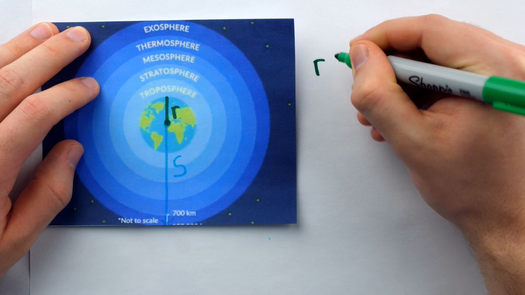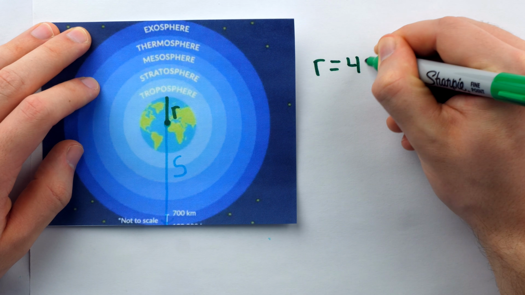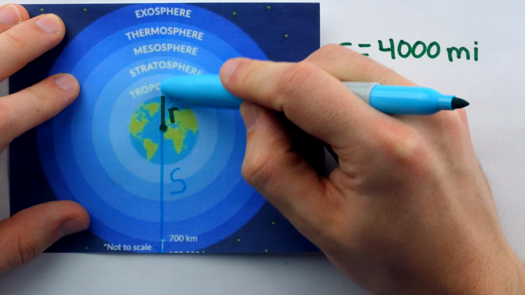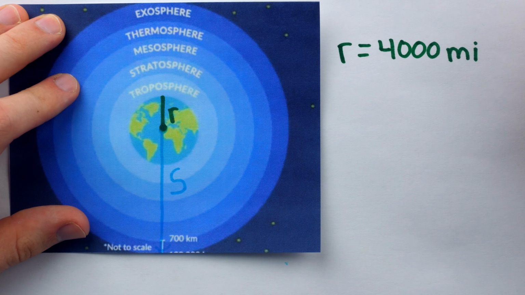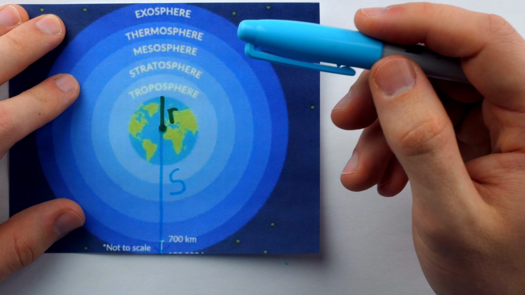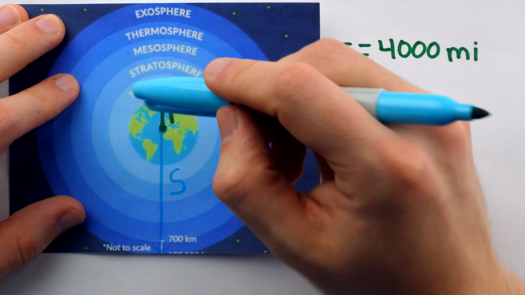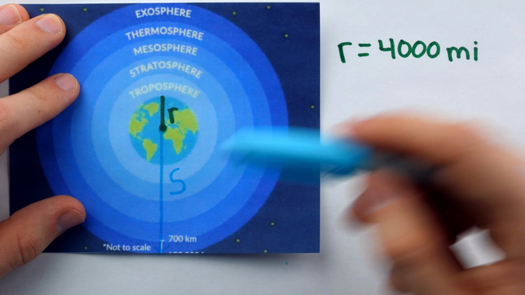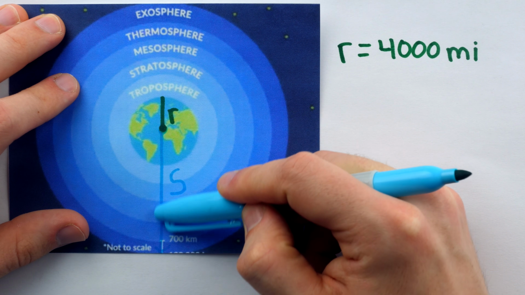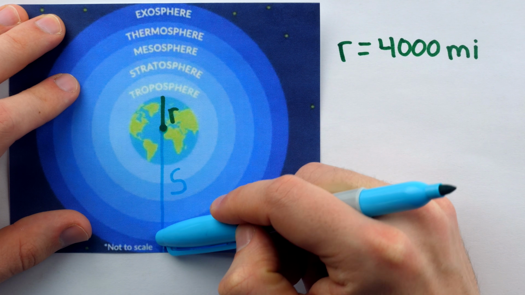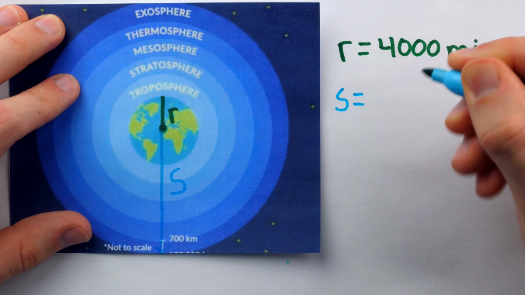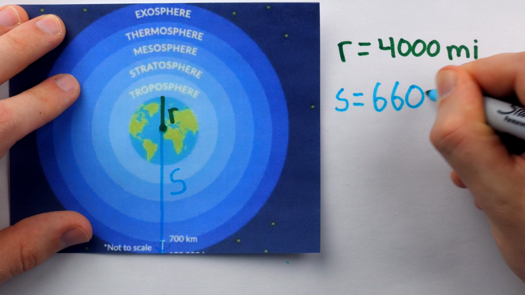The radius of the Earth is about 4,000 miles. There are various estimates for how far away from the Earth the edge of the exosphere is, but we're going to use the estimate of 62,000 miles. That's the distance from the Earth to the edge of the exosphere. Thus, this radius S is 62,000 plus 4,000, so 66,000. So S equals 66,000 miles.